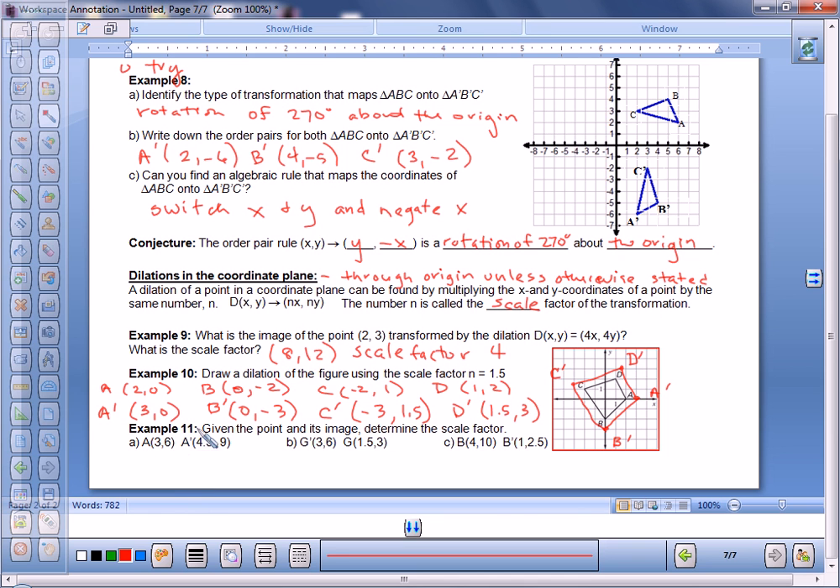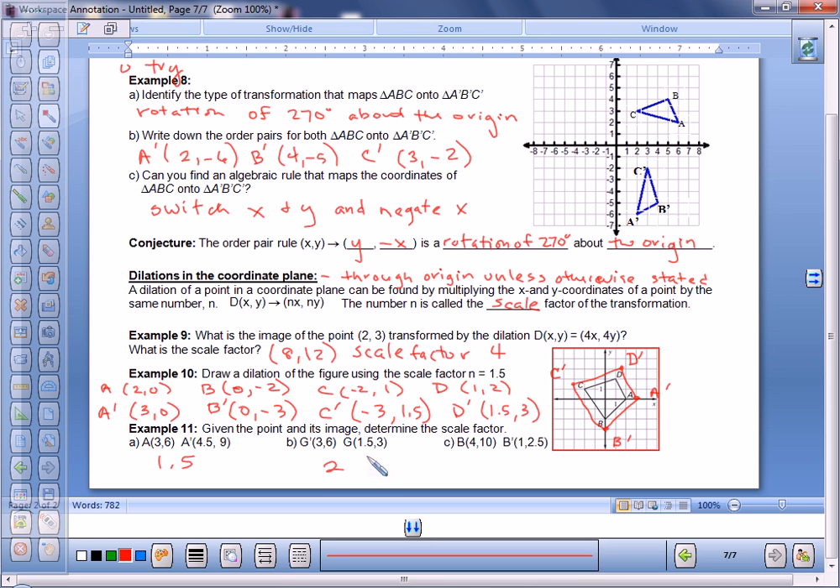Oh, you got tricked too. It's 2, because look what I did. I did image and then pre-image. I messed my own key up.